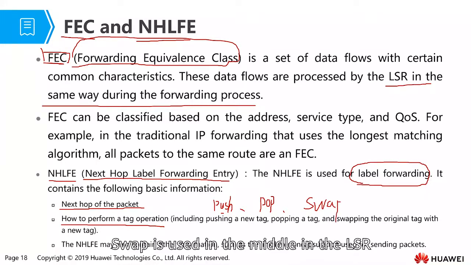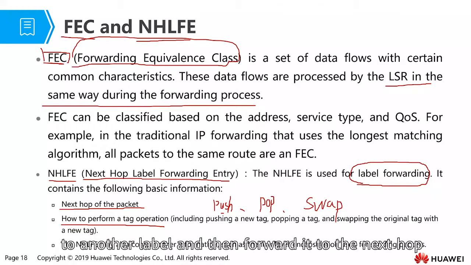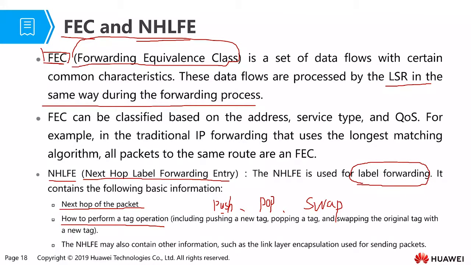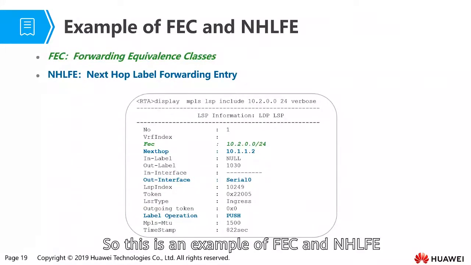Swap is used in the middle, in the LSR. Swap means we just swap one label for another label and then forward it to the next hop. So the NHLFE will guide us to forward the MPLS packet through the MPLS tunnel. So this is an example of FEC and NHLFE.